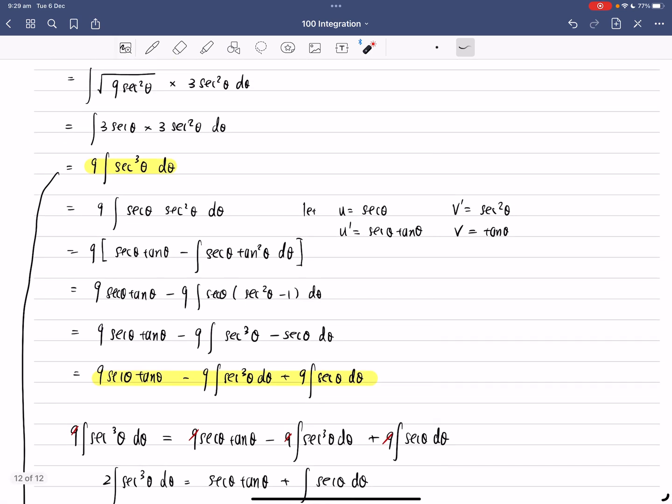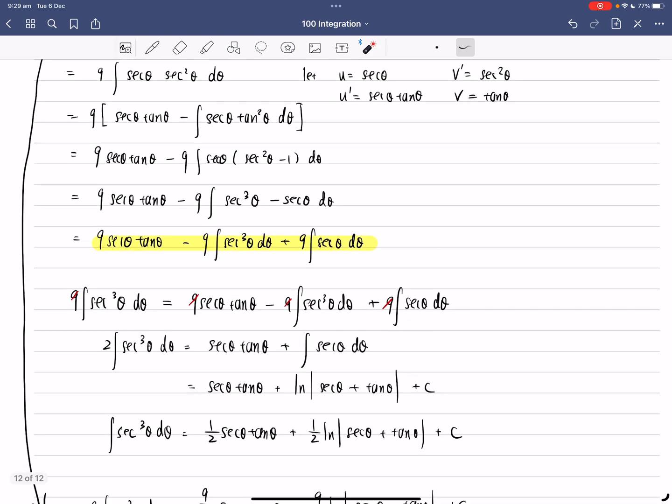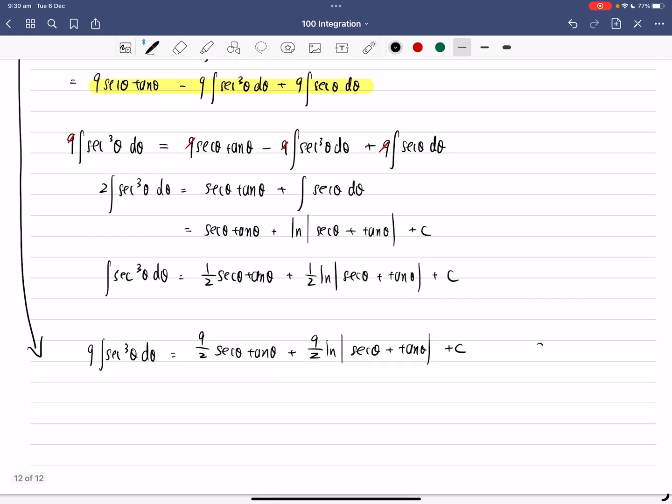We started the question with the variable x, and that was our substitution at the beginning. So what I need to do is replace all the theta here with respect to x, so the answer should be in terms of x. We started with x equals 3 tan theta. Therefore, tan theta is equal to x on 3. And from here, we should be able to draw a right angle triangle and use Pythagoras to give us the hypotenuse. That's the square root of x squared plus 9.